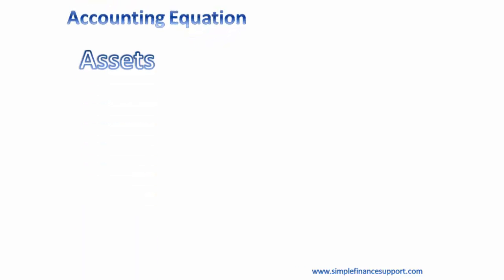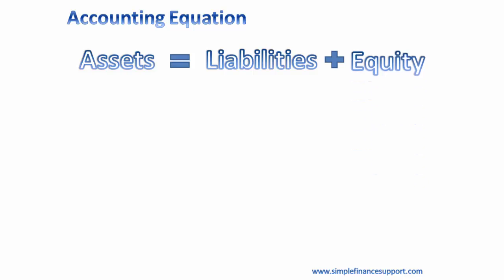The basic equation is always assets equal to liabilities plus equity. When we say assets equal to liabilities plus equity, what we are trying to explain here is that any organization, which is called a legal entity, or basically you can call it an entity, will always have assets. Equivalent to those assets, there will be liabilities.